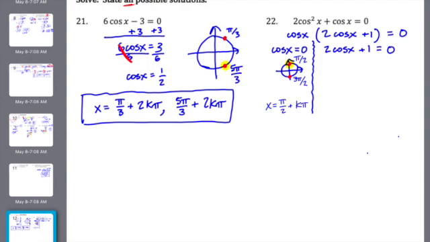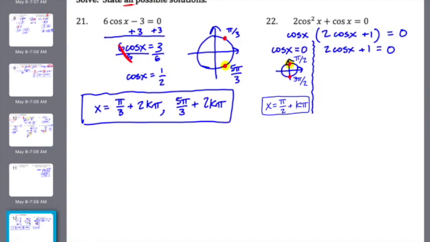Because if I add 1 pi, I'm going to get here. And if I add 1 more pi, I'm going to get here. 1 pi get here, 1 more pi get here, and so on and so forth. So I can just add any multiple of pi to get to the next point that has a cosine value of 0.